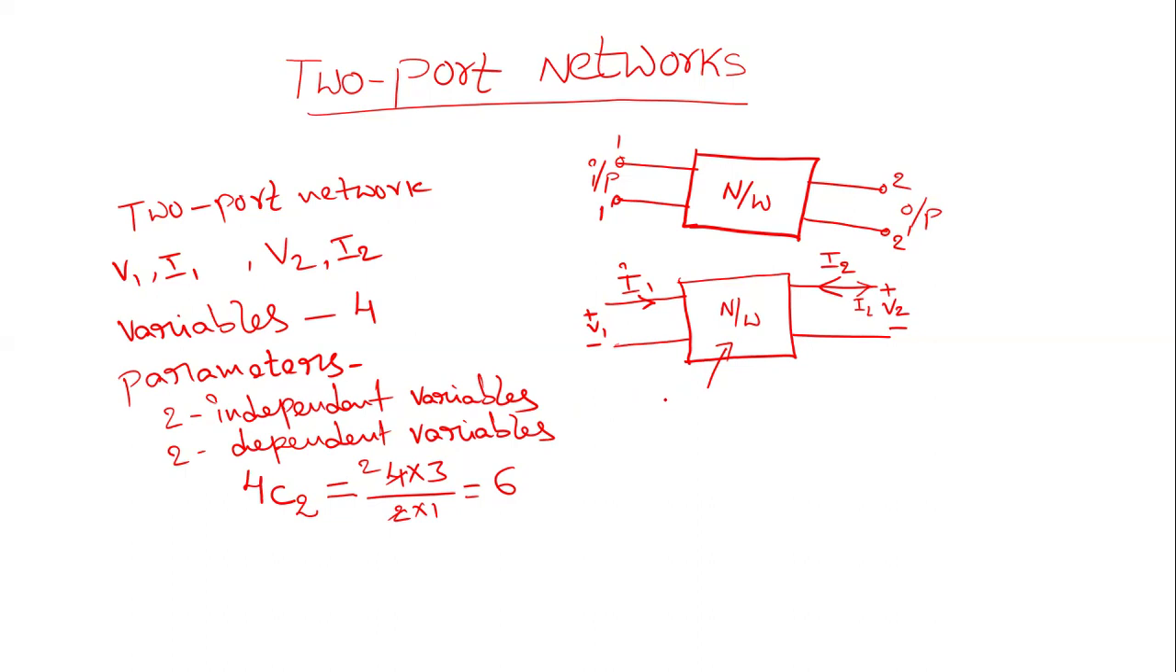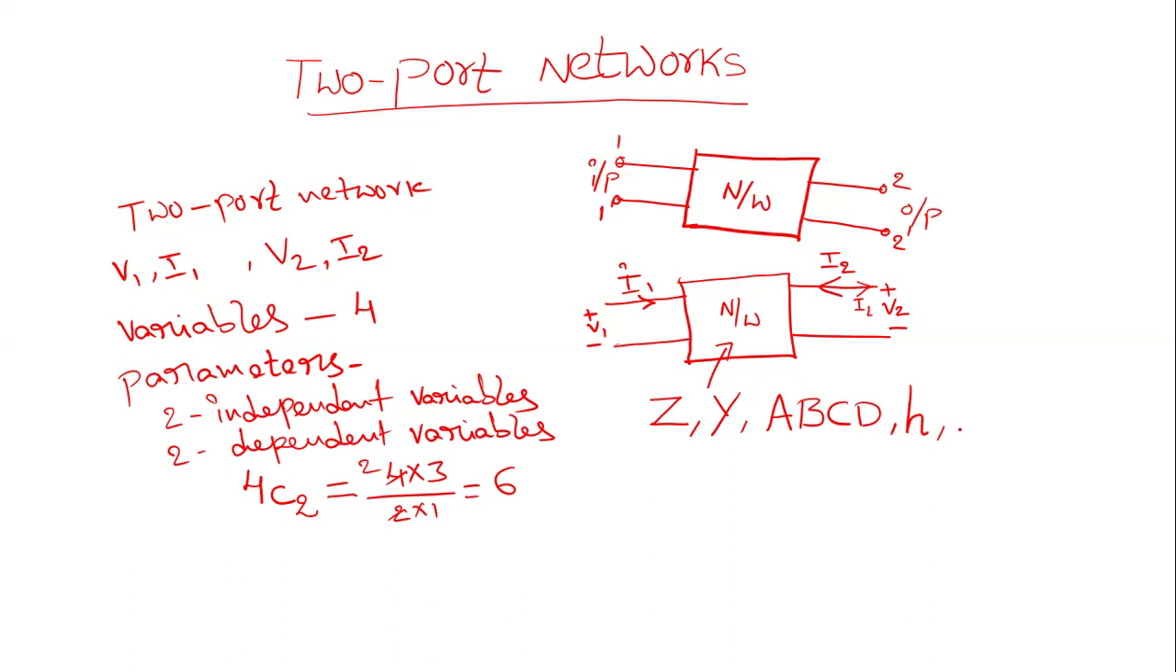What are the parameters of a two-port network? There are open circuit impedance parameters called Z parameters, short circuit admittance parameters called Y parameters, transmission parameters called ABCD parameters, and hybrid parameters or H parameters. These are the four important parameters of a given two-port network.